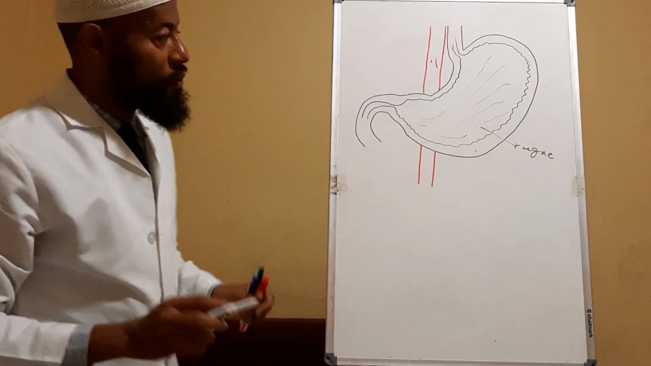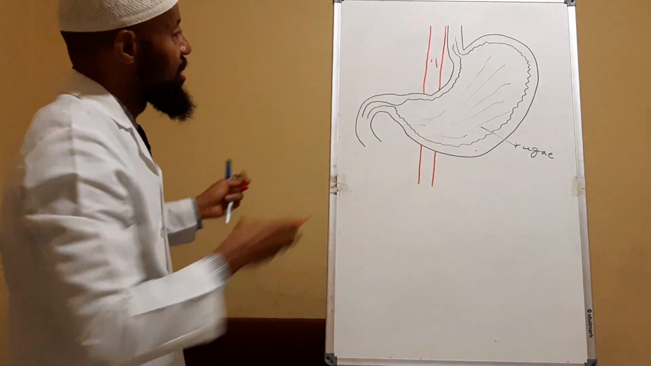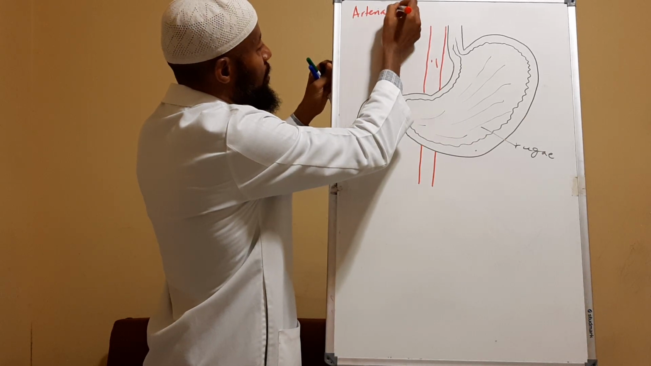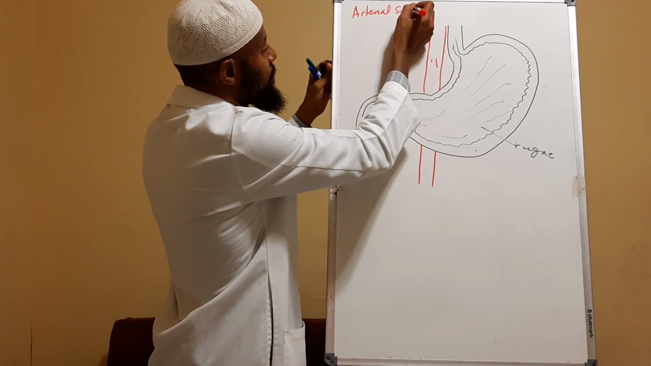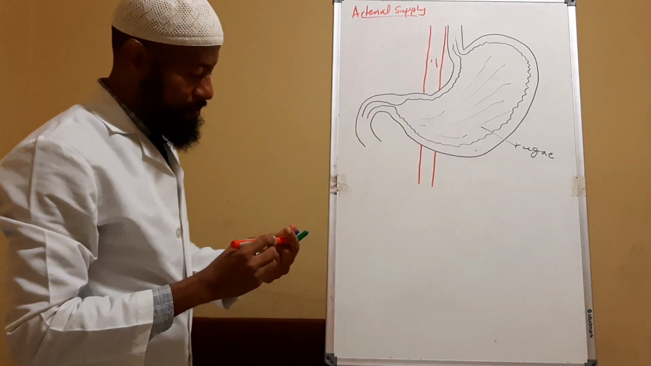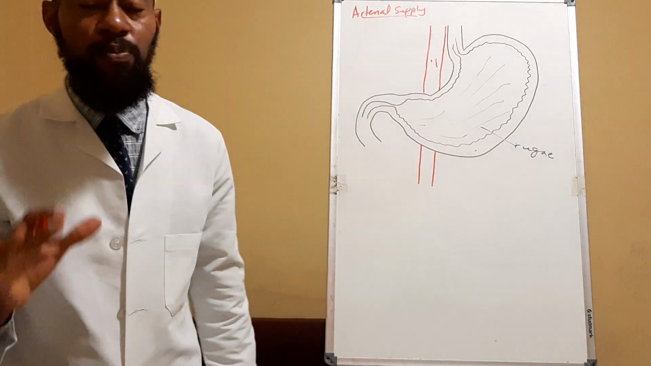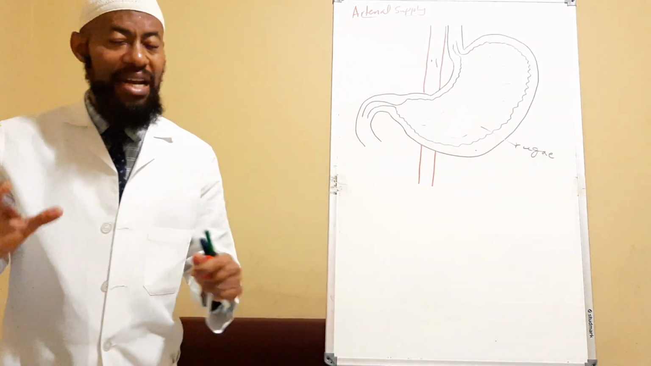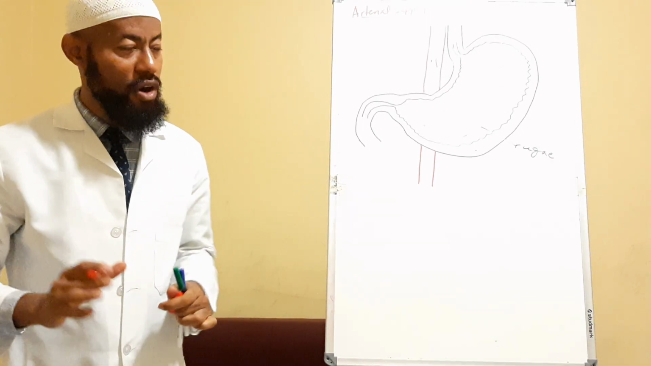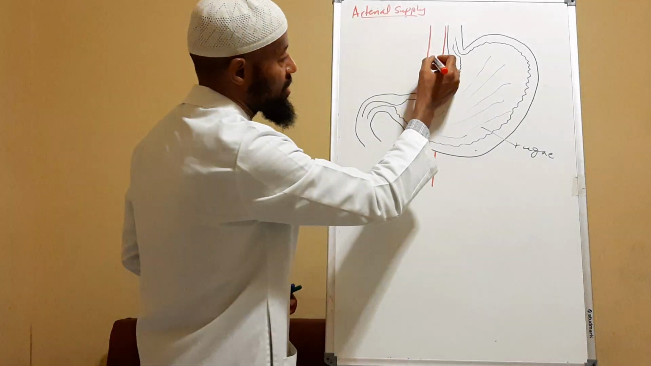Alright. But what we want to look at here is the arterial supply of the stomach itself, the celiac trunk. And that's the celiac trunk. The branches of the celiac trunk. I expect all medical anatomy students to know the branches of the celiac trunk and where they supply, what they supply. So that's the celiac trunk.